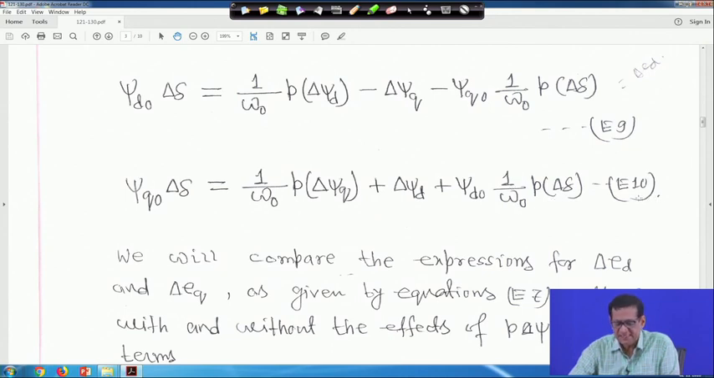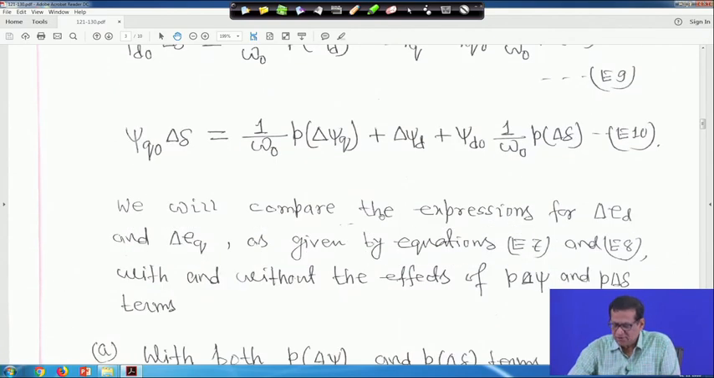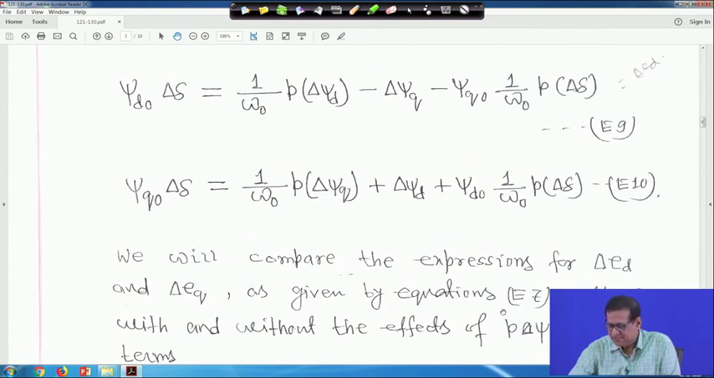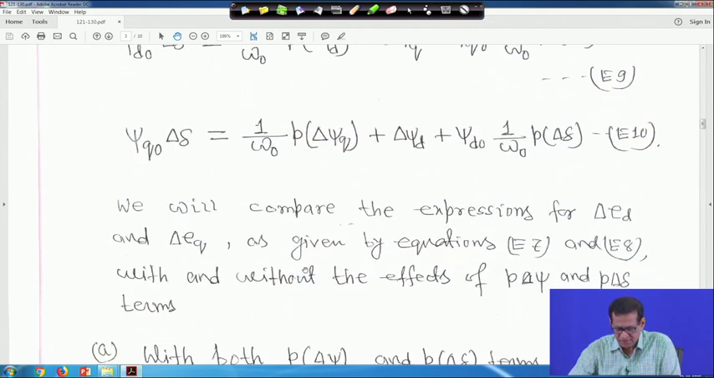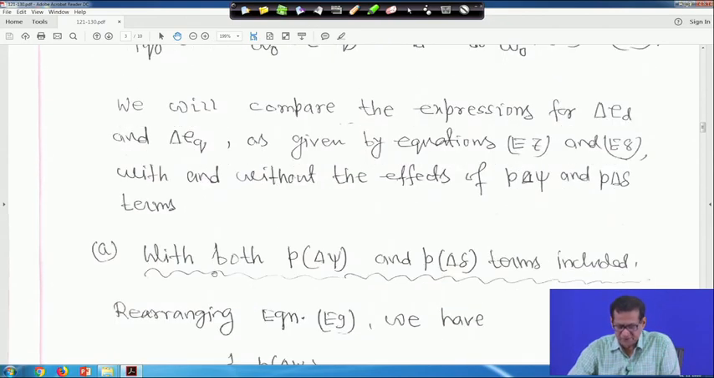This is equation E10. Now we will compare the expressions for delta E d and delta E q, as given by equations E7 and E8, with and without the effects of p delta psi and p delta terms. With p delta psi means p delta psi d and p delta psi q. Now, part A, with both p delta psi d and p delta psi q, and p delta terms included.